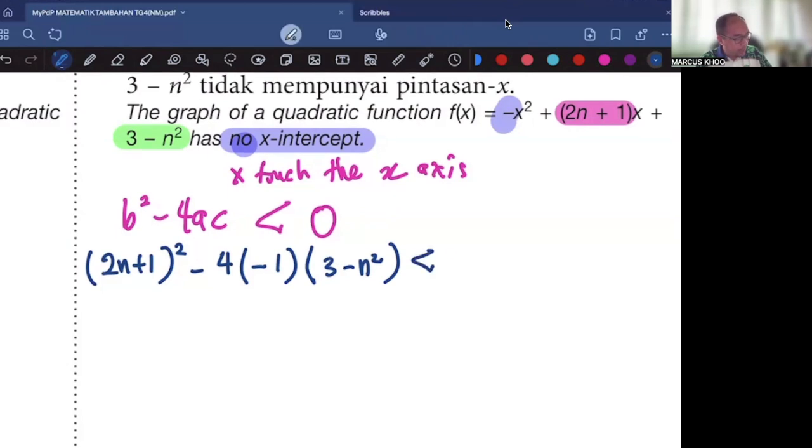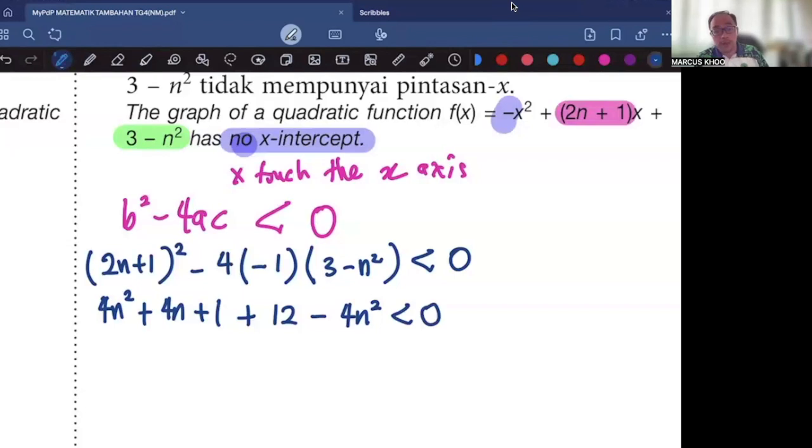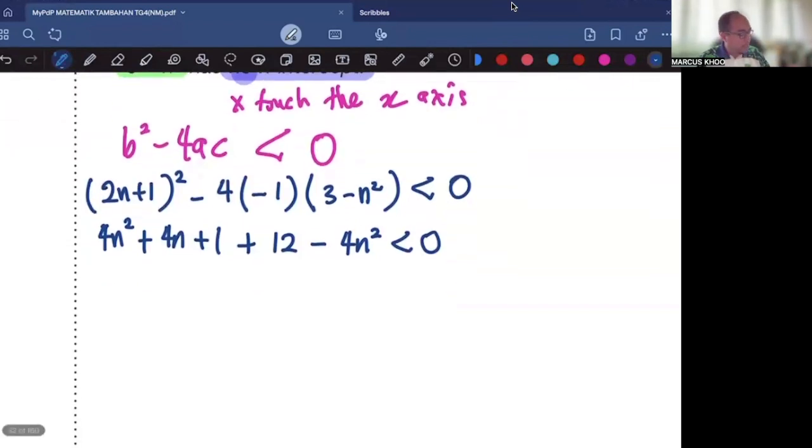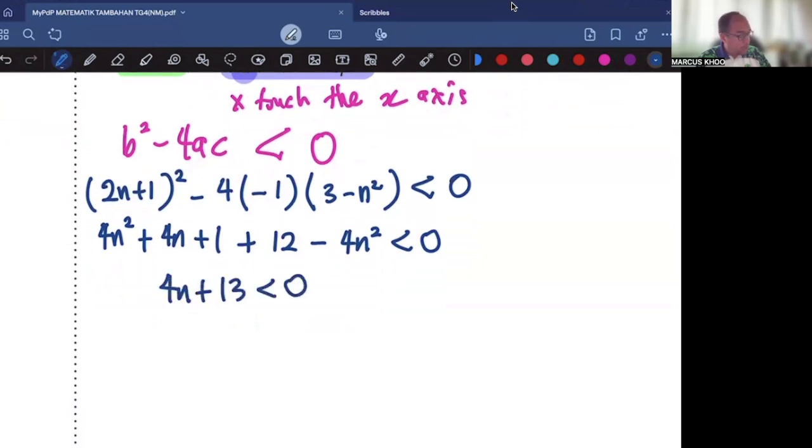Okay, is less than 0. I think after this is an easy solve already. So 4n squared plus 4n plus 1, plus 12 minus 4n squared, less than 0. Figure this out. I'm just going to go quickly through this because this is just normal mathematics. You will get 4n plus 13 less than 0. Move the 13 across. 4n is less than -13.